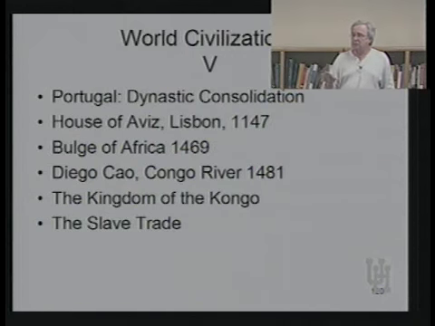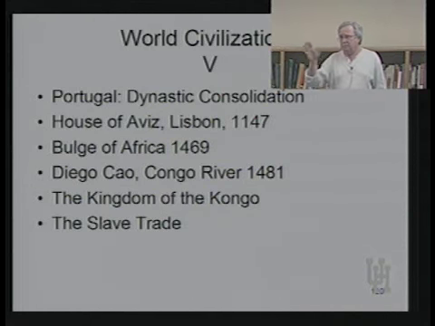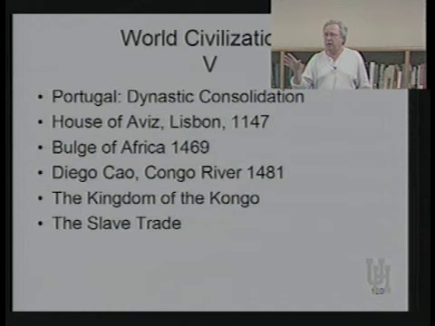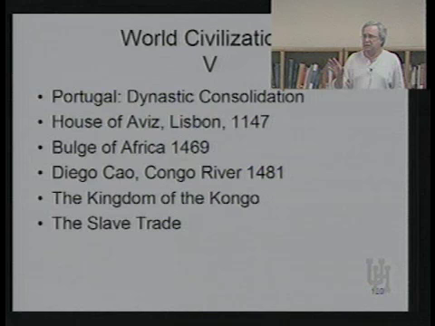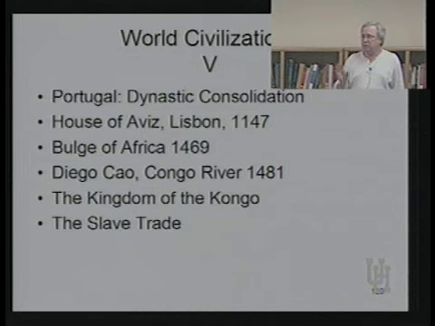The importance of this is that it gives them a big head start. Remember, the Spanish aren't going to create a consolidated dynasty until the 15th century. They're hundreds of years ahead of everybody, including the British, who were even further behind than the Spanish were. And having a centralized dynasty is almost essential if you're going to create a trading empire.